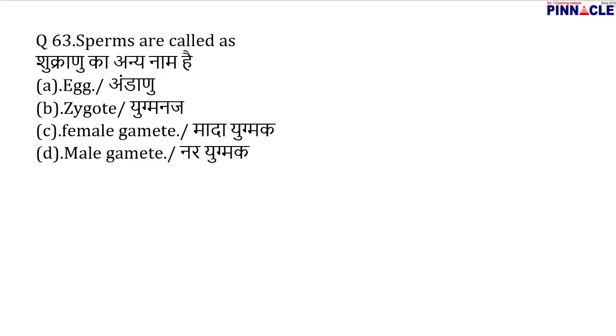Now question number 63. Question number 63 is, sperms are called as what? So the sperms are basically called male gamete. Okay, so what are gametes? Gametes are an organism's reproductive cells, and they are sometimes also referred to as sex cells. And male gamete is called sperms, while female gametes are called ova or egg or oocyte. So always remember, sperms are said to be male gamete, and for question number 63, D is the correct option. So after question number 63, let's move on to question number 64.